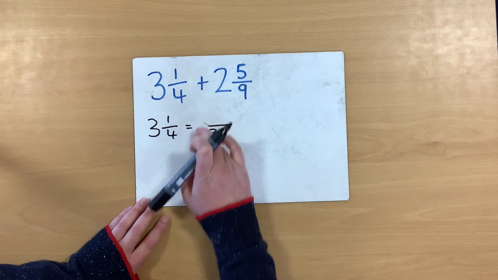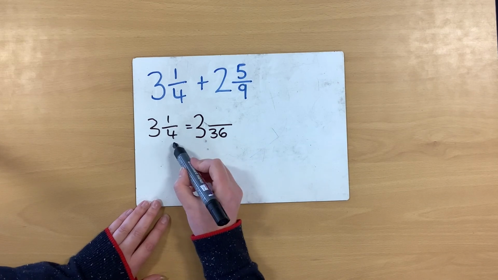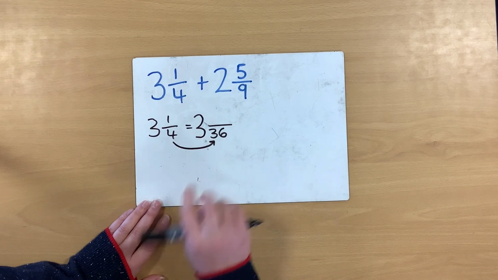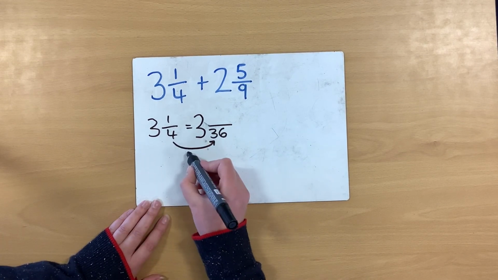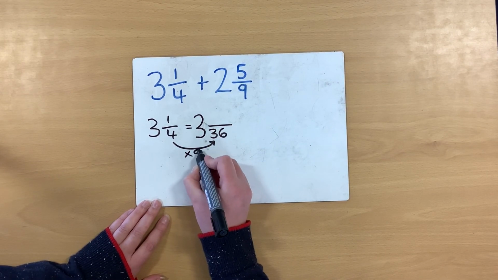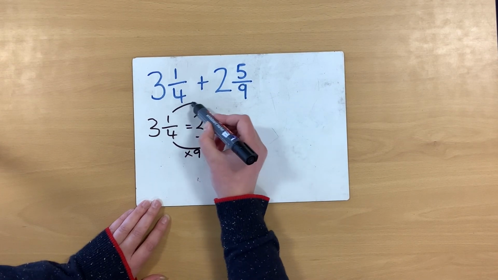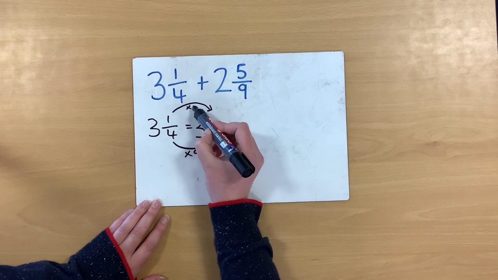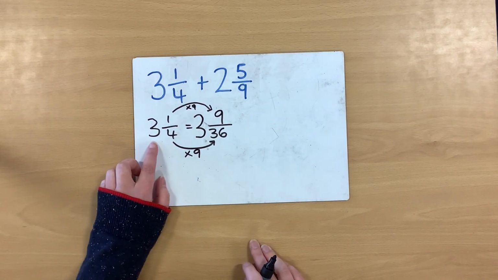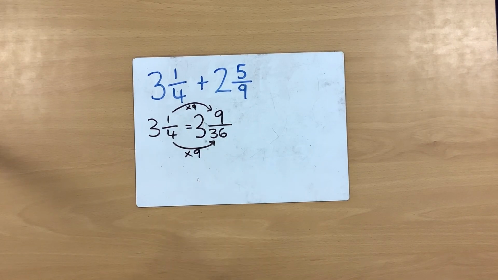My wholes, so my 3 wholes here, stay exactly the same. When we convert fractions, we look first of all at the 2 numbers that we've got. So I've got 4 and 36, and I think, what do I do to 4? I times it by something to get to 36, and 4 times 9 is 36. Whatever I do to my denominator, I do the same to my numerator. So I'm going to multiply by 9. 1 times 9 is 9. So 3 1/4 is equivalent to 3 9/36. That's my first fraction converted.